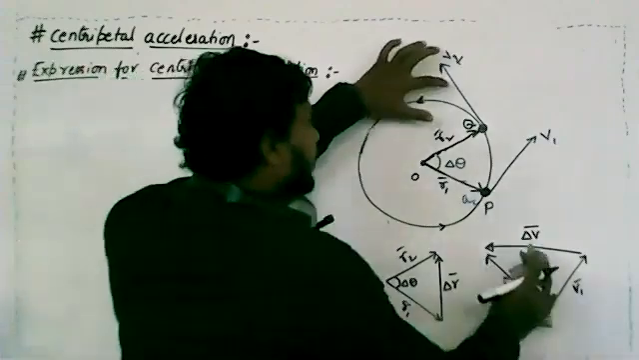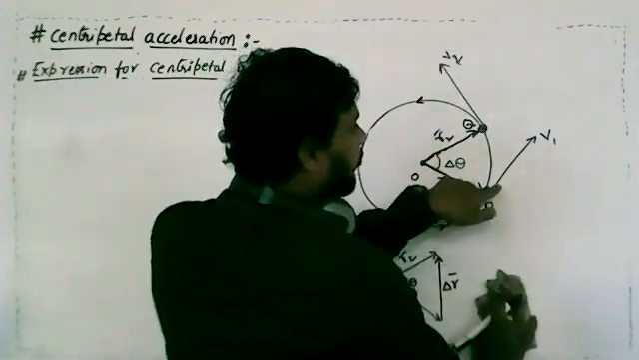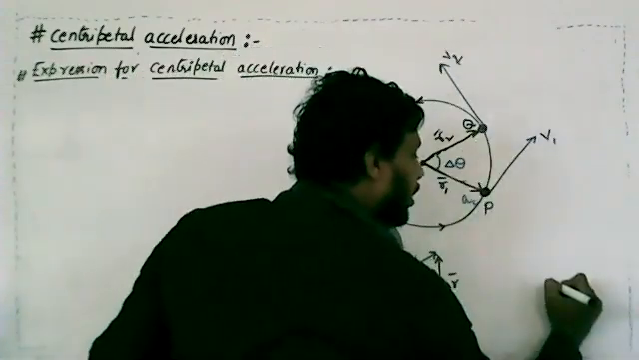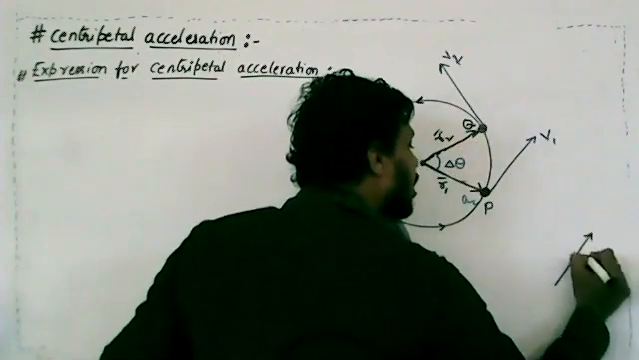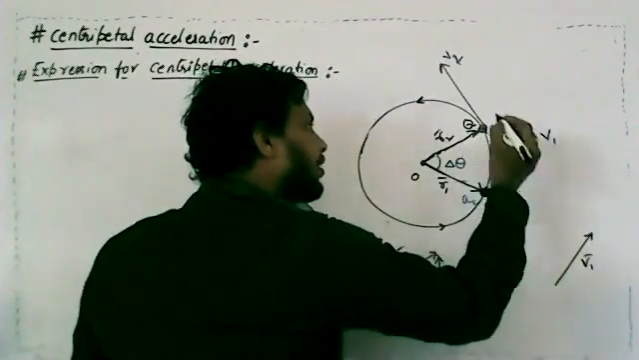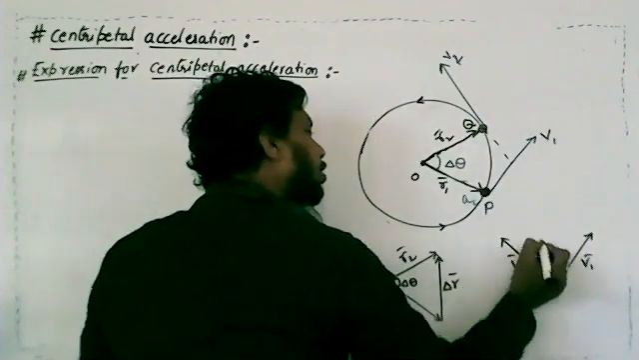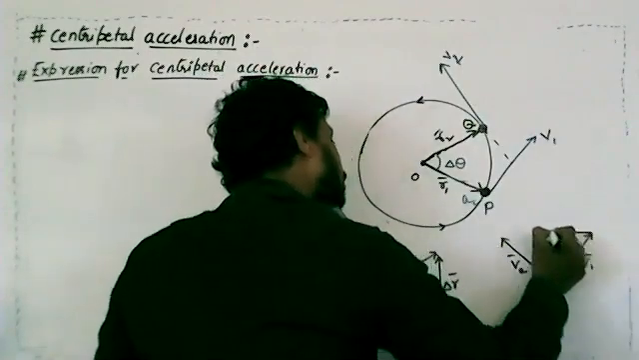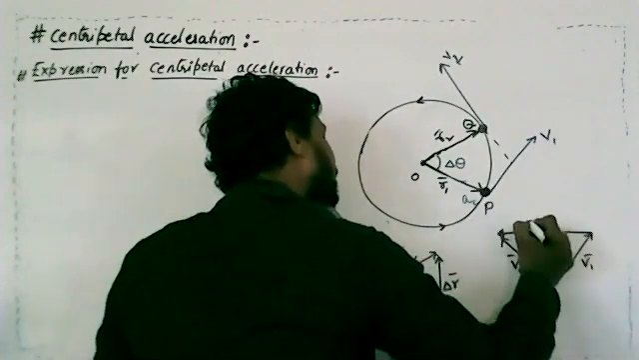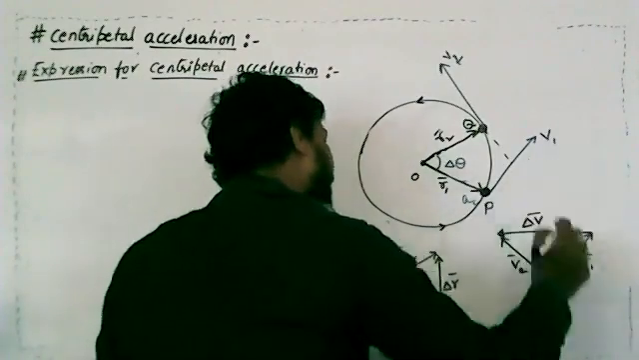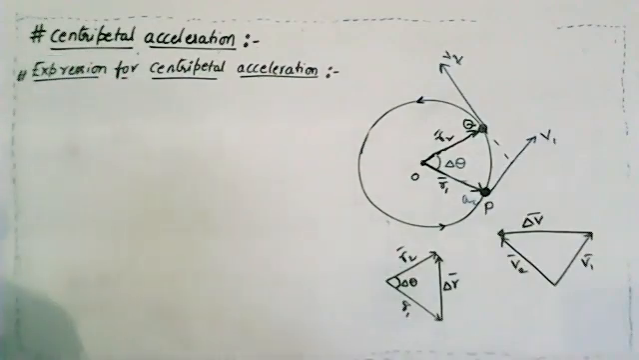Okay, nothing else is there except these vectors. For example, here v1 bar is in this direction. I will take v2 bar, and if I extend it back like this, v2 bar is in this direction. Now I will join these two vectors. This is nothing but delta v bar, as we already discussed.